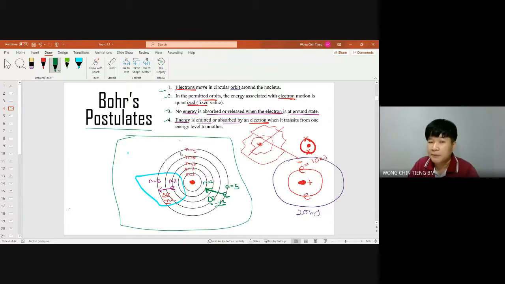Tapi kenapa kita panggil postulate? Postulate is more like, it's a bit better than hypothesis. Hypothesis is not proven. Now watch. Hypothesis is we made and kita tak buat lagi. Itu hypothesis. But postulate is a bit better, higher level than your hypothesis. Tapi tak sampai teori. Sebab dia ada kelemahan. Walaupun dia ada kelemahan, but this is still the best that we have until today.